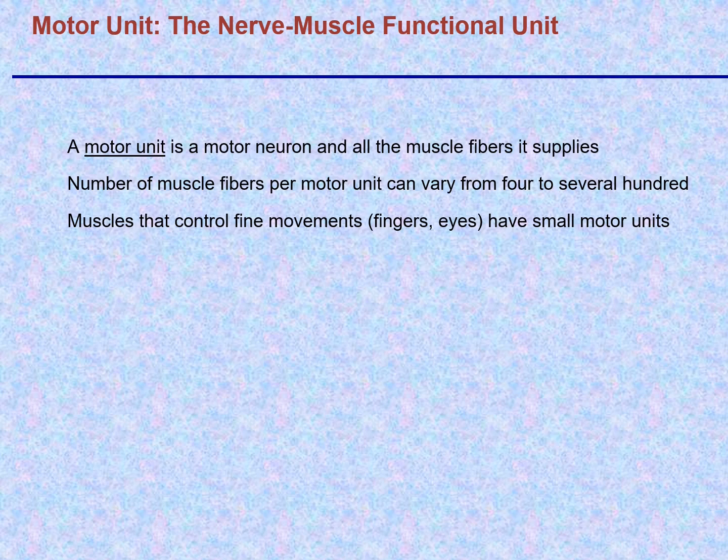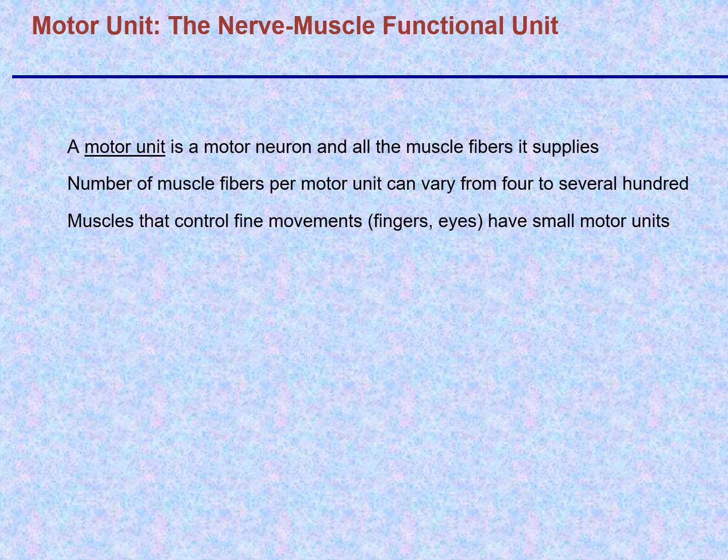Okay, when we look at the nerve-muscle relationship as a function, and try to define the functional unit, we look at typically a motor unit. And a motor unit comprises one motor neuron and all the skeletal muscle fibers that it innervates or supplies. The number of skeletal muscle fibers in a particular motor unit can vary. It can be 4 muscle fibers, or it can be several hundred muscle fibers.